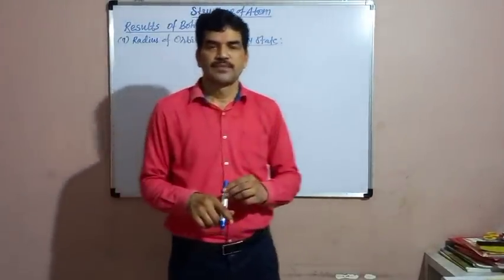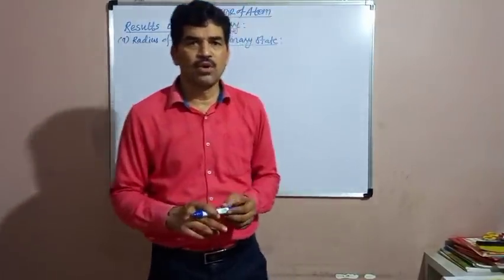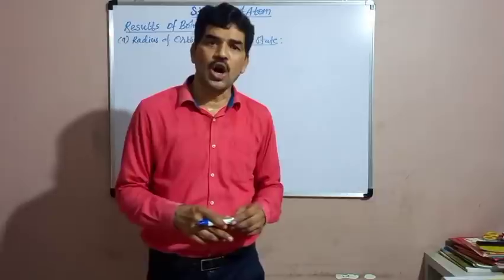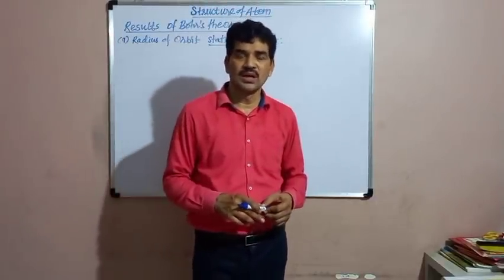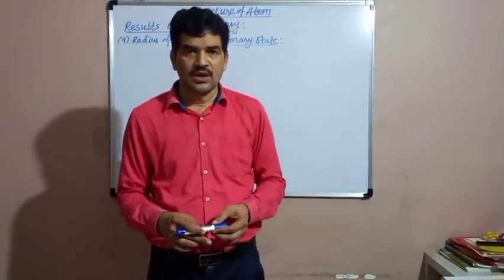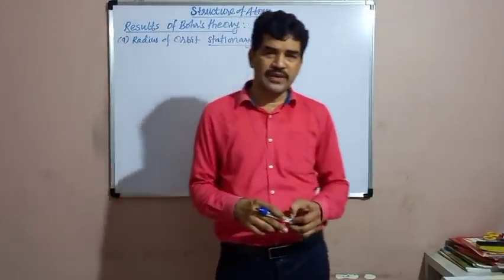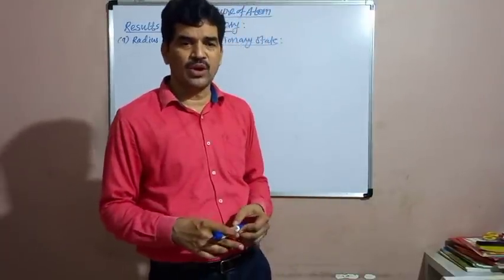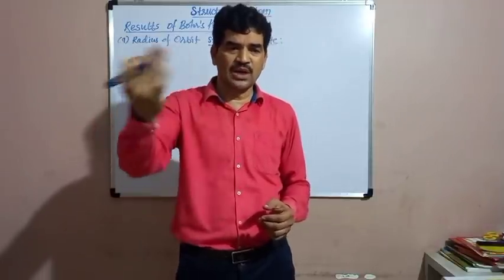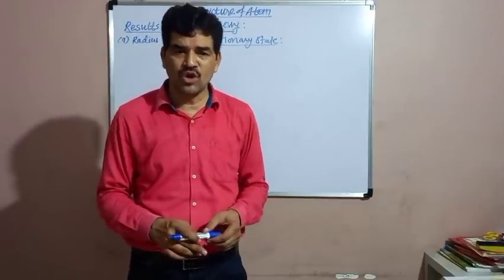Good morning, students. In structure of atom, we have studied about the Bohr's model of hydrogen atom. In that, we have studied about the orbits, which are also called the circular paths, that is the stationary states. Then we have seen that whenever the electron is revolving in a particular orbit, the energy of the electron remains constant. But when the electron gets transferred from one orbit to the other orbit, the energy of the electron changes. The energy is either emitted or absorbed.